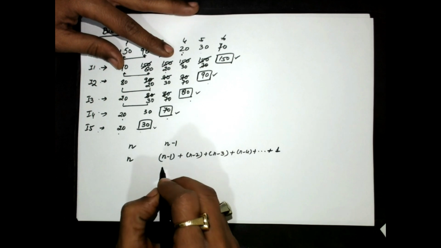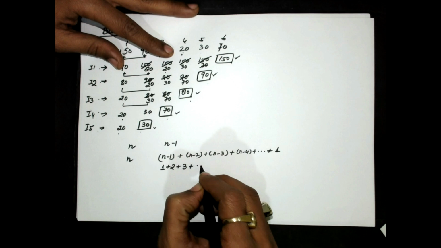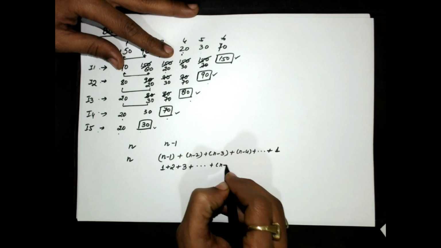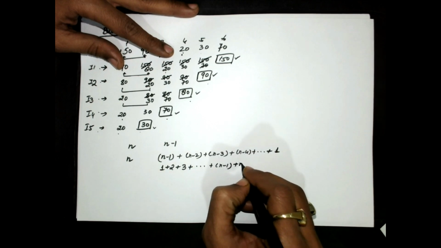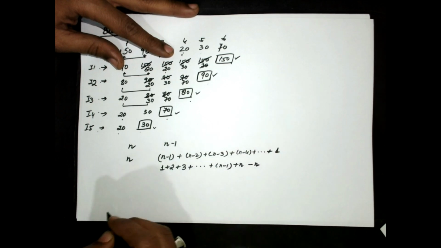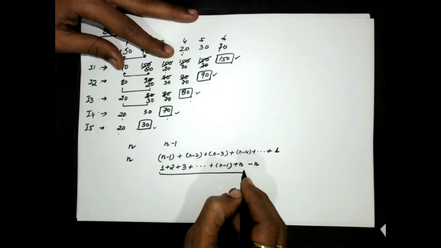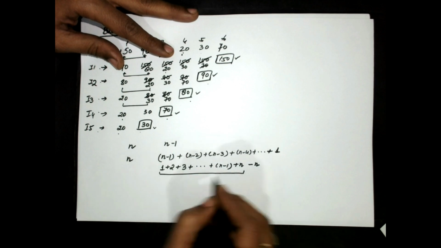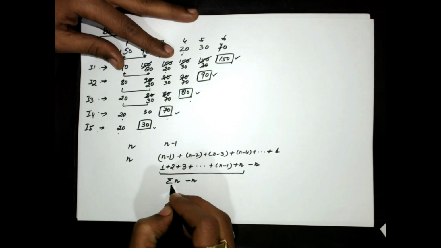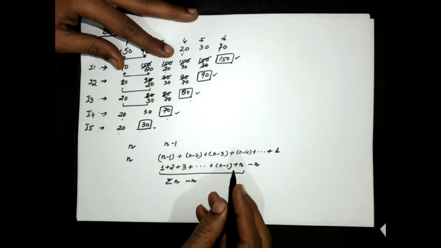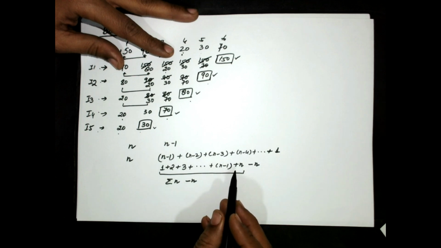Now if I reverse this series, it can be written as 1 plus 2 plus 3 and so on up to n minus 1. In this series, if I add n and subtract n, this will make no difference. Now see, this entire quantity 1 plus 2 plus 3 up to n can be written as summation n. Summation n is the sum of first n natural numbers, or you can say that this is an arithmetic progression with a common difference 1.